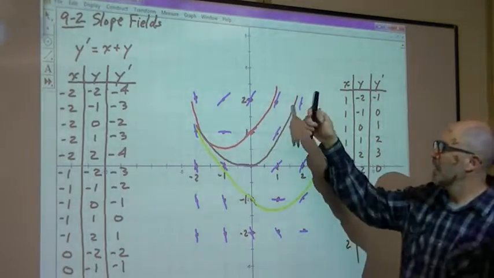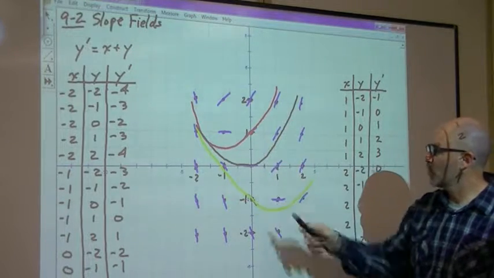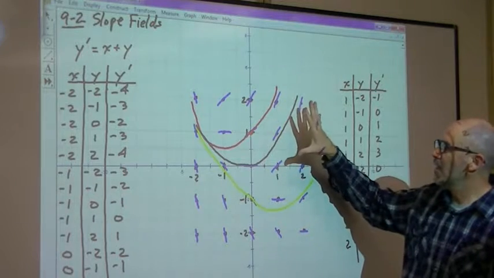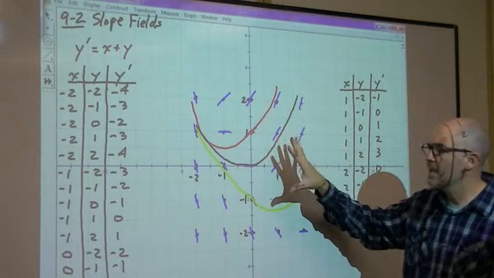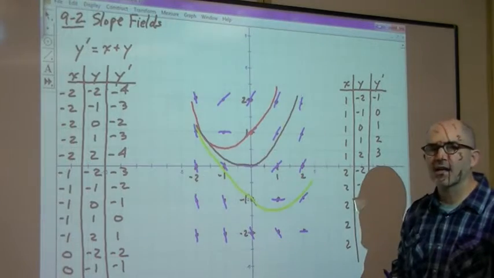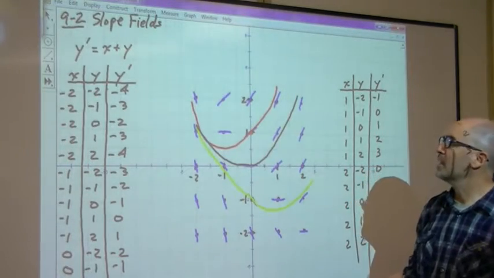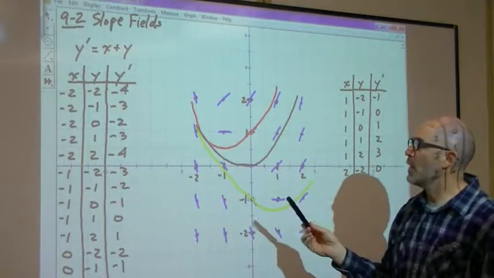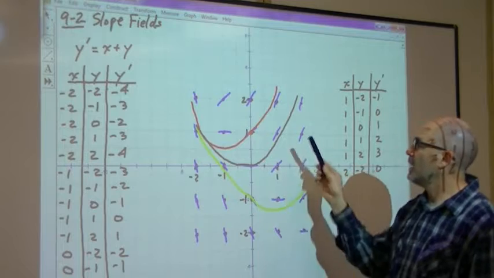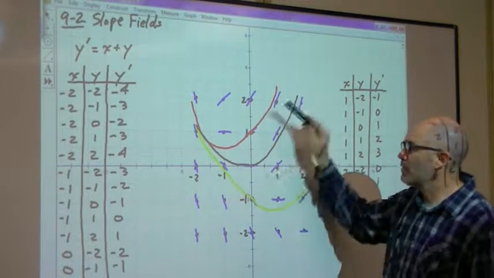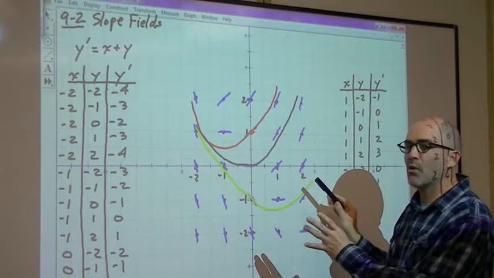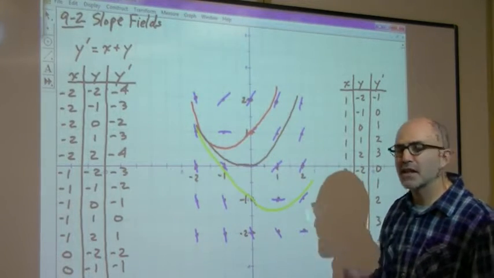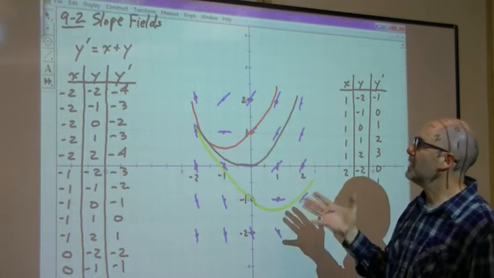So notice I've got red, black, green. I could start a curve at any point, and it would have a characteristic curve. So basically what we see here is a family of curves, and we're showing that entire family by making our slope field, which gives us the slope at any point. Then when we start anywhere we want, that gives us a distinct curve.